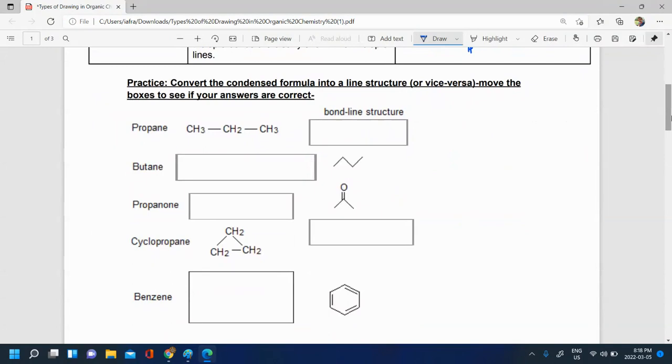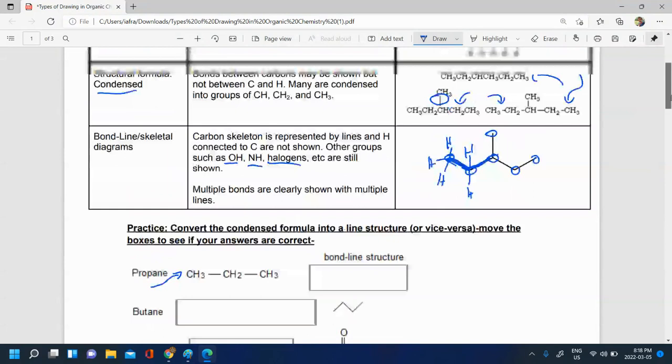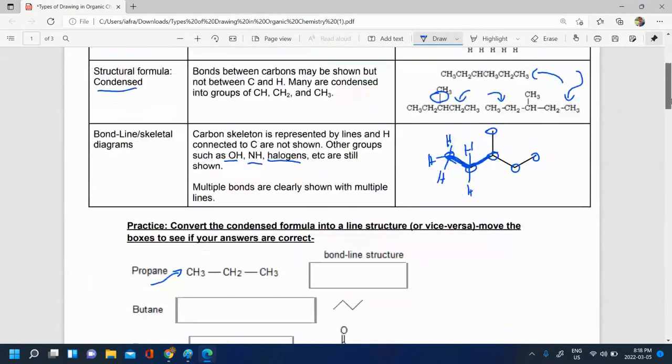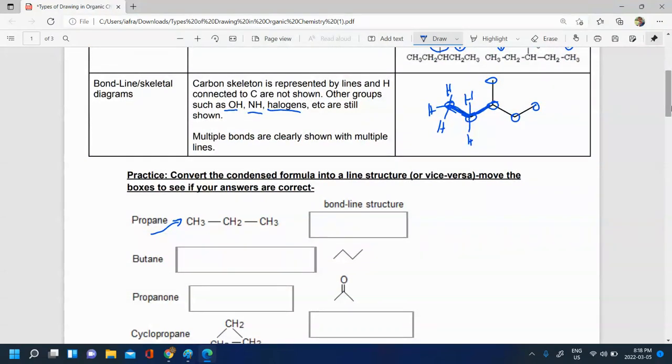So you'll notice here we have some practice problems that you can attempt where you have to convert from one form to another. Here we have a condensed structural diagram, and what we're going to do is convert it into a bond line structure. You'll notice there are 3 carbons. So we simply start with our first point, count, that's carbon number 1, carbon number 2, carbon number 3. And there we have our bond line structure. These represent the same thing overall.